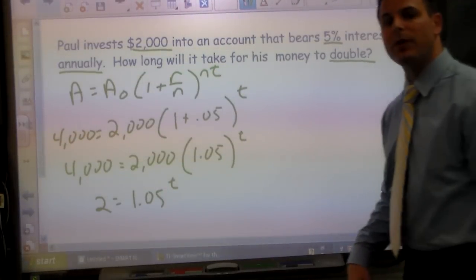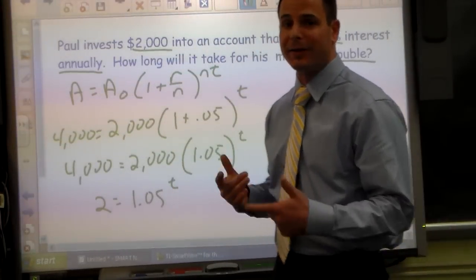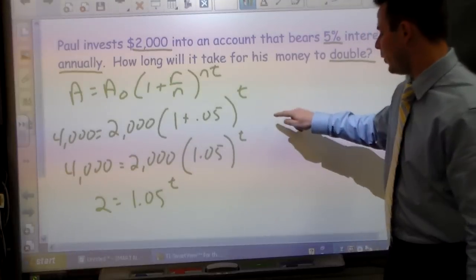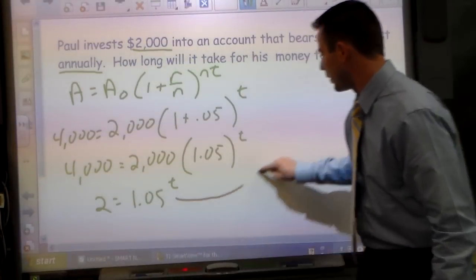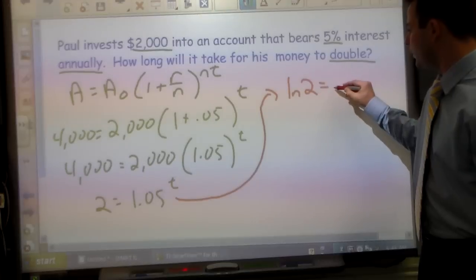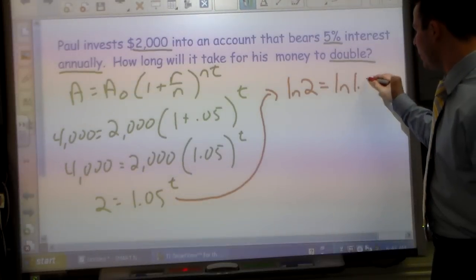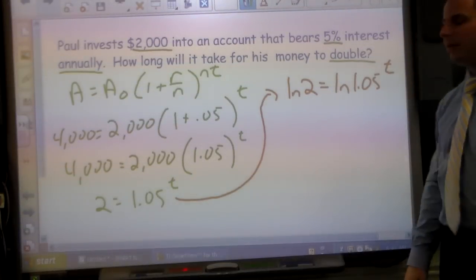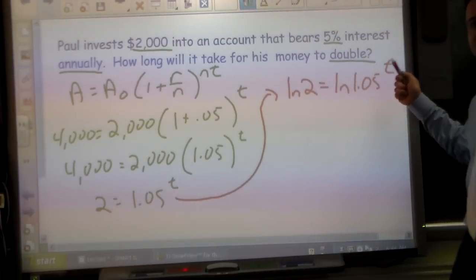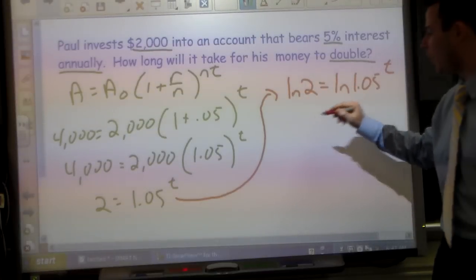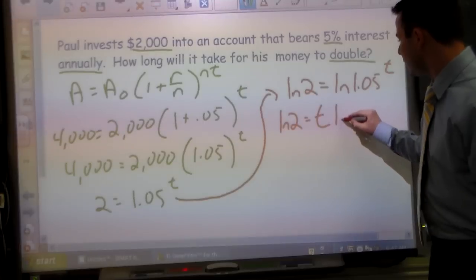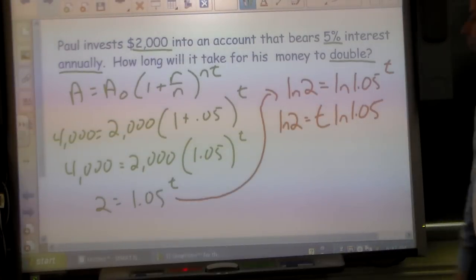So now it's your decision whether you want to take the common log or the natural log. I like the natural log because the common log is just too common. So let's just take the natural log of both sides. The ln of 2 is equal to the ln of 1.05 to the t power. Since we're working with logarithms, we can follow their properties, which is why we can take this exponent and put it down in front as a coefficient. So the natural log of 2 equals t times the natural log of 1.05.